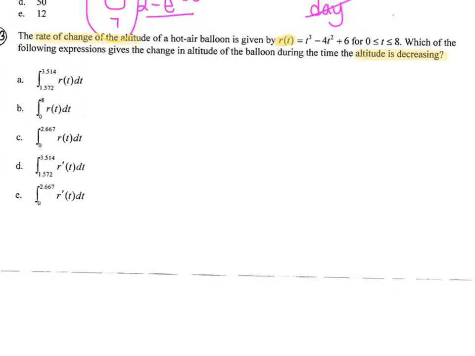So we need to find where the altitude is decreasing. And again, I used my graphing calculator. You should try this. I put this in my calculator, R of t. I changed my window to go from 0 to 8 for x, and my y values, I went from -1 to 1, because all I care about is where is it above the x-axis and where is it below.